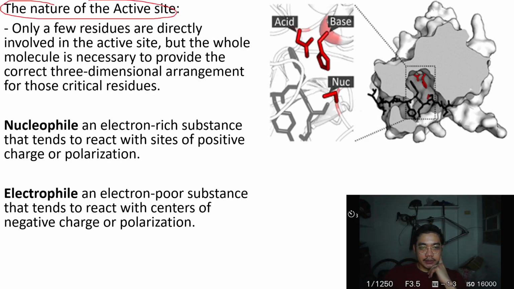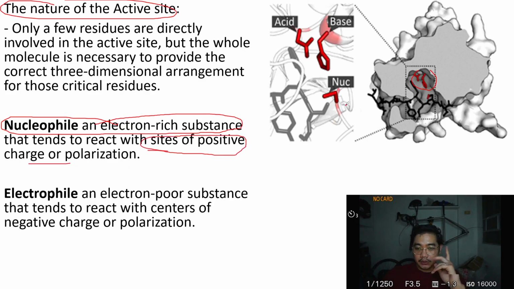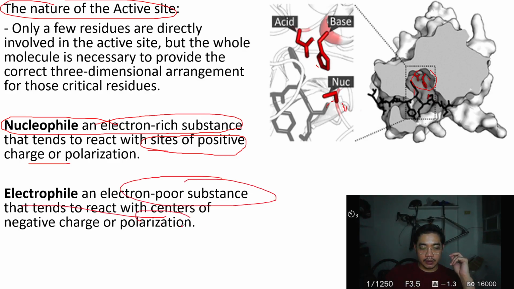So the nature of the active site, like I said earlier, is a combination of charges from your amino acid residues. Sometimes there is what we call a nucleophile, an electron-rich substance that tends to react with sites of positive charge or polarization. So it is a combination of nucleophile or electrophile within the active site, depending on the substrate. This ensures the optimal orientation and binding of the substrate for an efficient chemical reaction. And then the electrophile is an electron-poor substance that tends to react with negative charge or polarization.